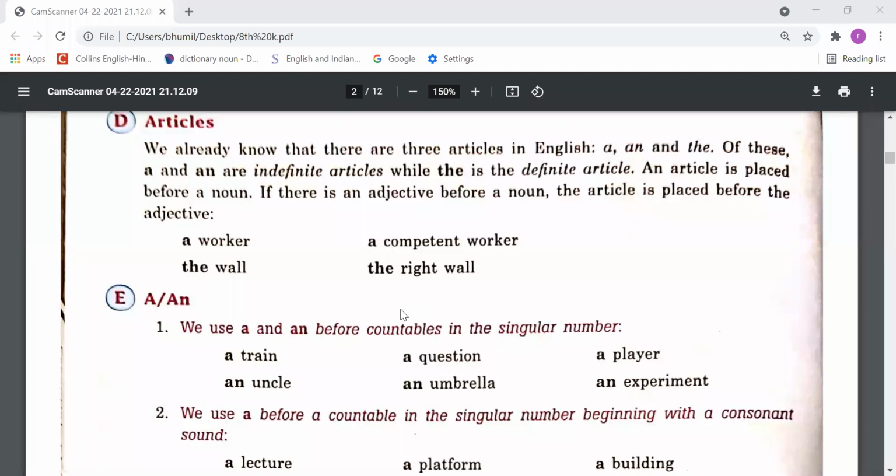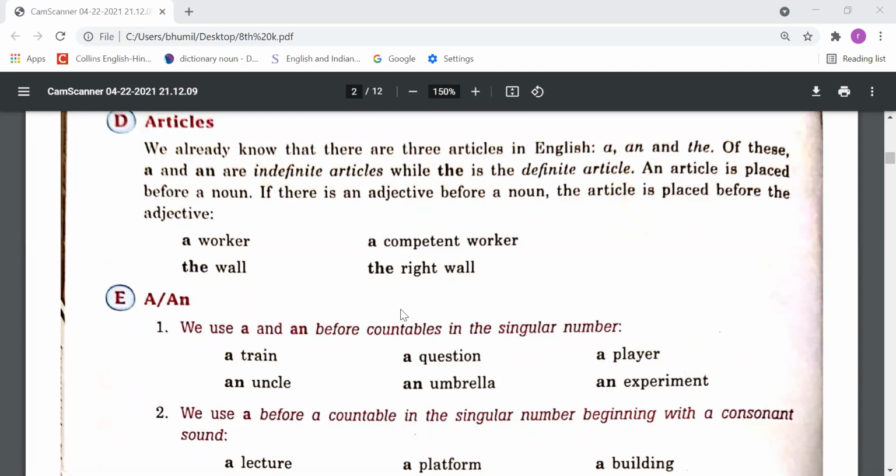Suppose you are in your classroom and there are four fans in your classroom, and your teacher is standing just under the first fan, and your teacher says, "Please switch on a fan." So it means he is talking about switching on any fan.